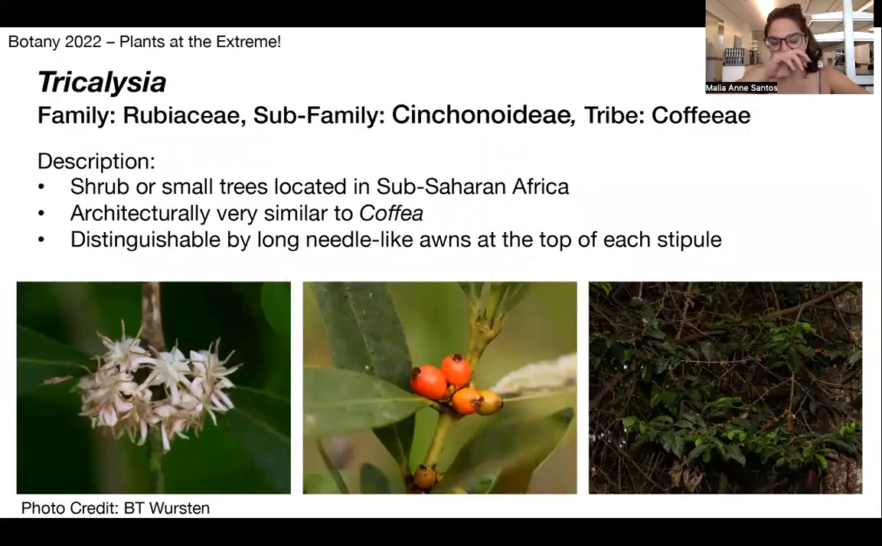So getting into Triclicia, it is a genus of shrubs or small trees that are located throughout sub-Saharan Africa. They're architecturally very similar to coffee, and most of the morphological / biogeographic work done in this group was done by our co-author Elmar Robrick, who published a series of monographs looking at these morphological / biogeographic traits.